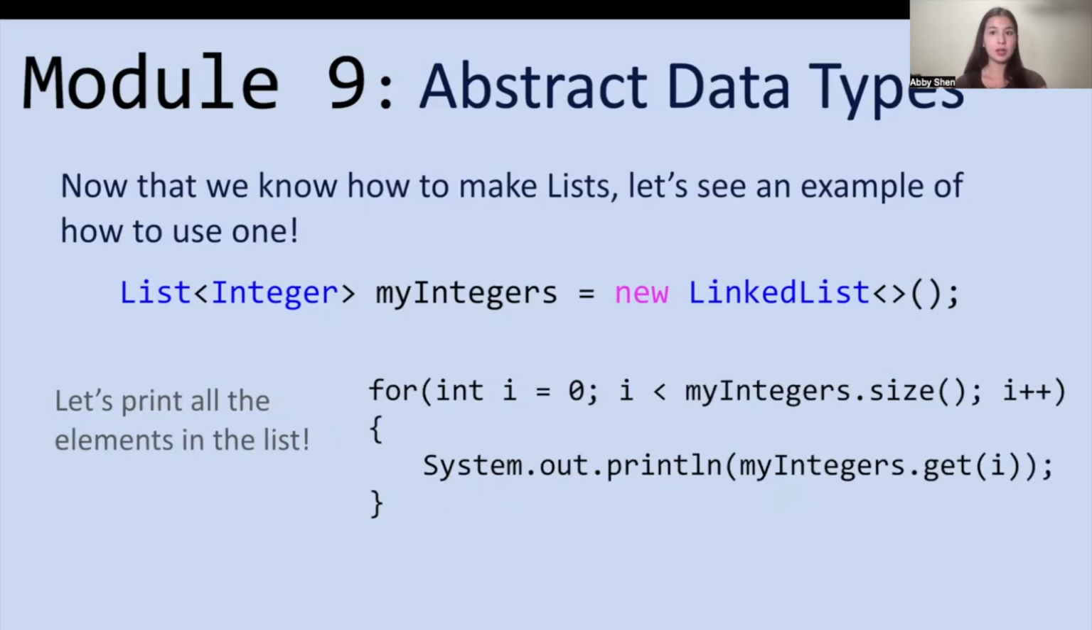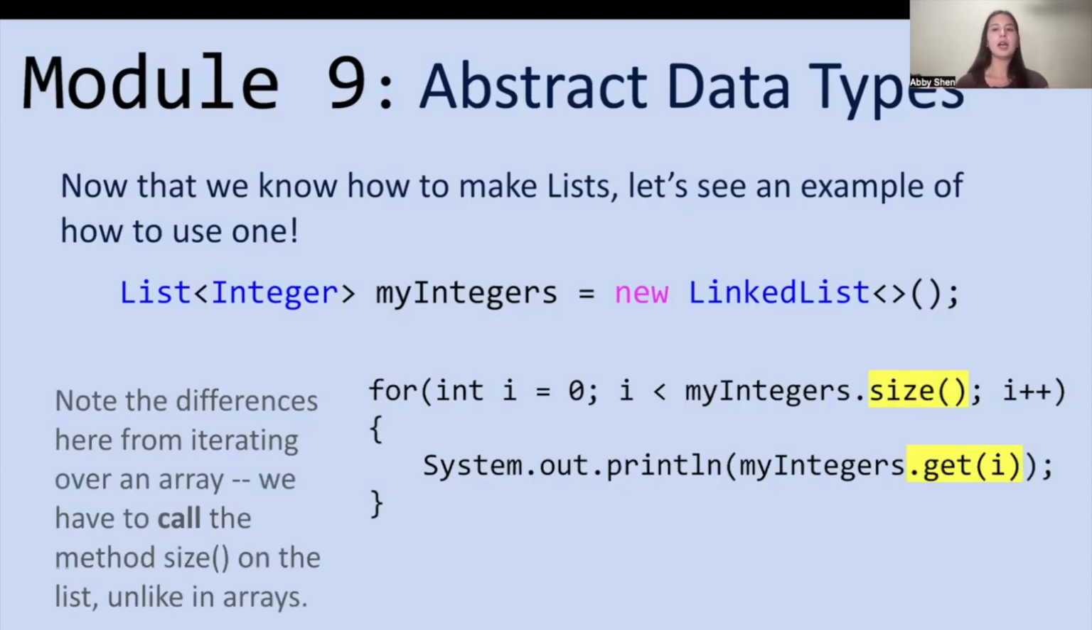Next, let's say we want to print all of those elements in the list that we just added. So we'd want to iterate through the list and print the value at each position. This is going to be slightly different than what we've seen with arrays, because instead of dot length, we have dot size, and note that there are parentheses for size when we didn't originally have parentheses for length for an array. And instead of using square bracket indexing notation, we use the list's name dot get and then the position to retrieve the value at a certain position in a list.